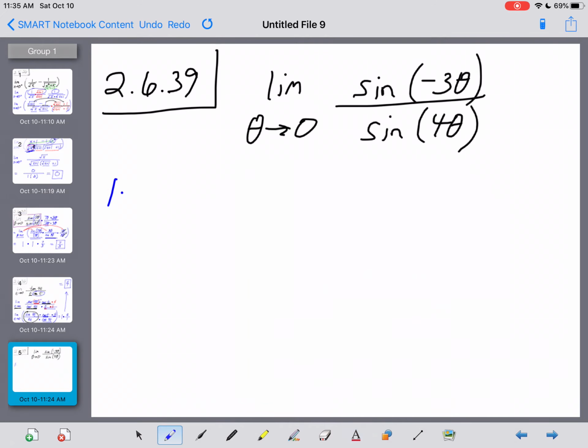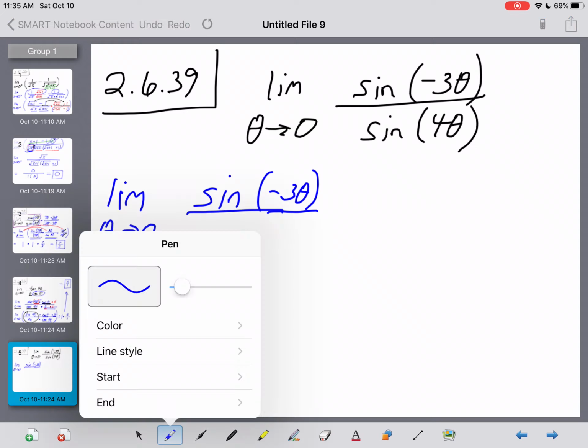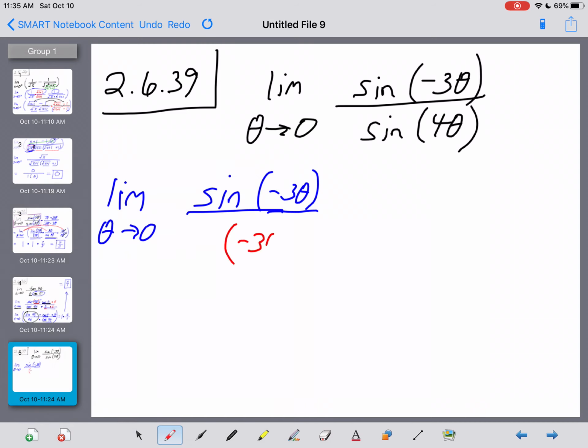There's my hand hitting my iPad again. So still, the limit as theta approaches 0 of, but let's try to break this up. We've got a sine of a negative 3 theta up here on top. The only way to deal with that is if we also put a factor of negative 3 theta on the bottom. So, I'll do this in red on that spot. I can put in a factor of negative 3 theta on the bottom as long as we also put the same factor of negative 3 theta up here on the top.